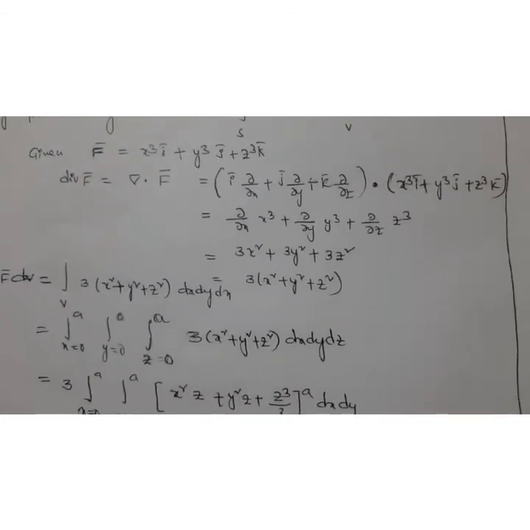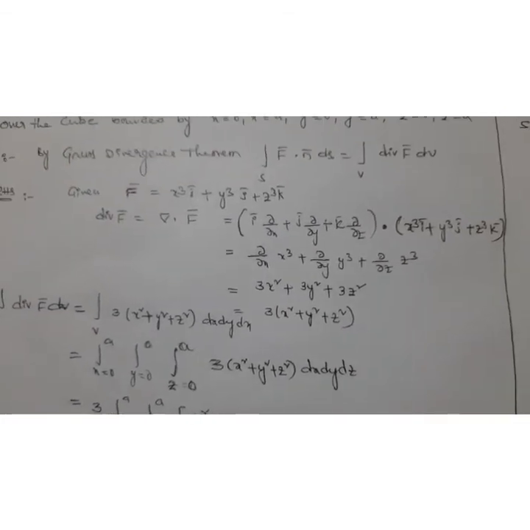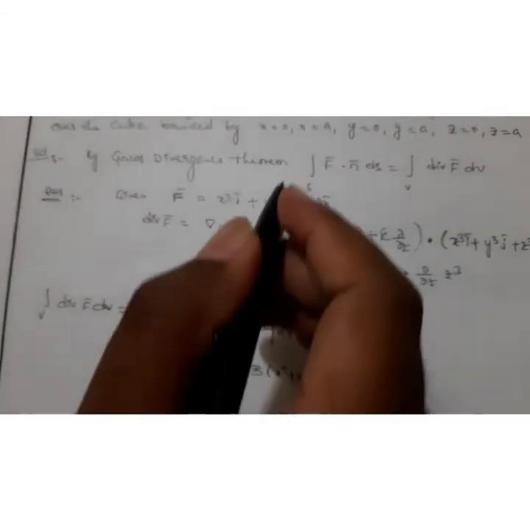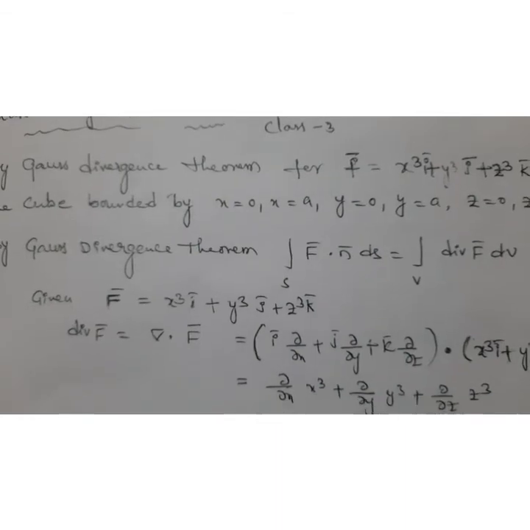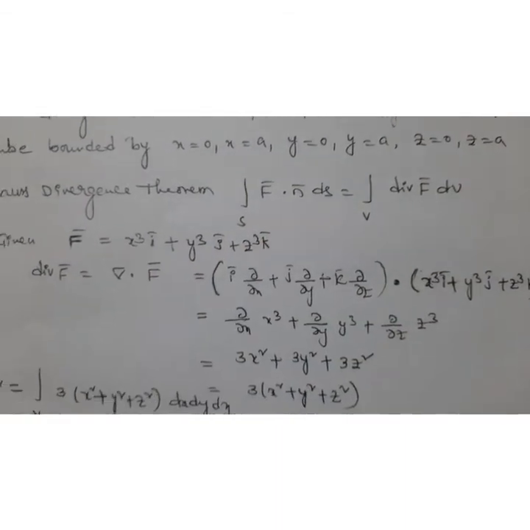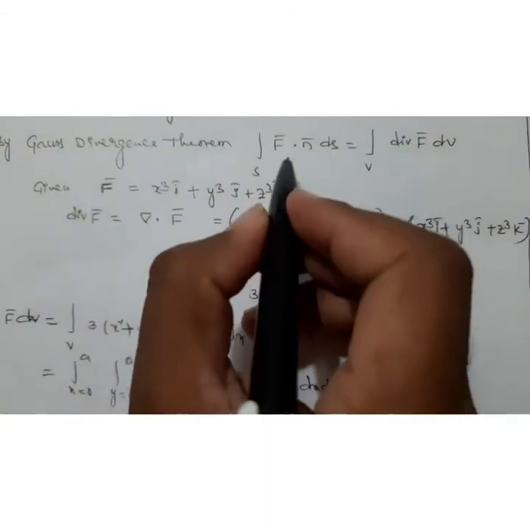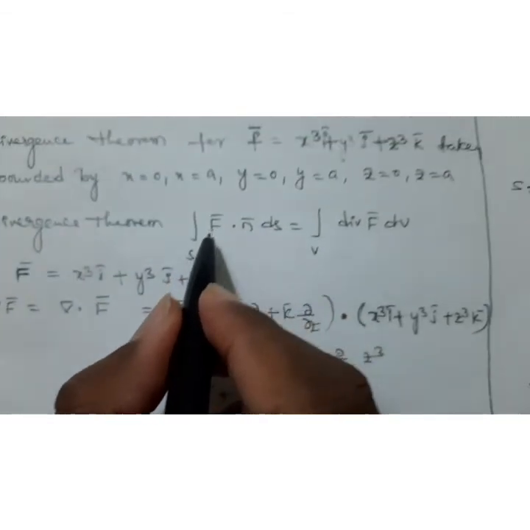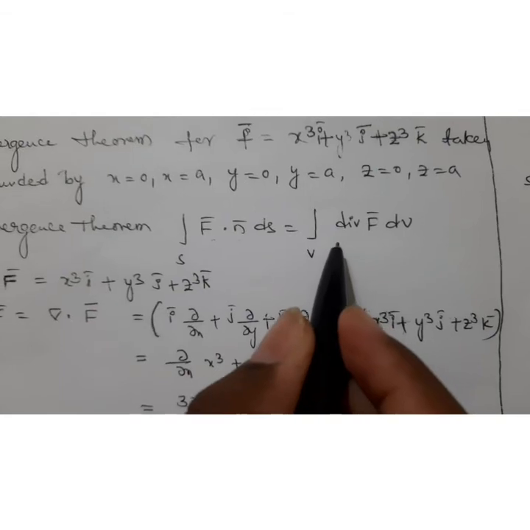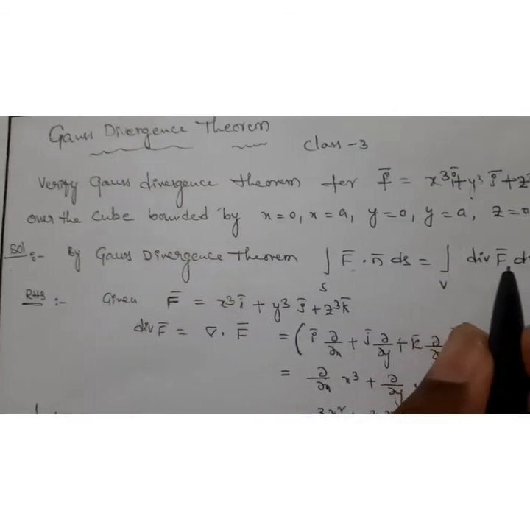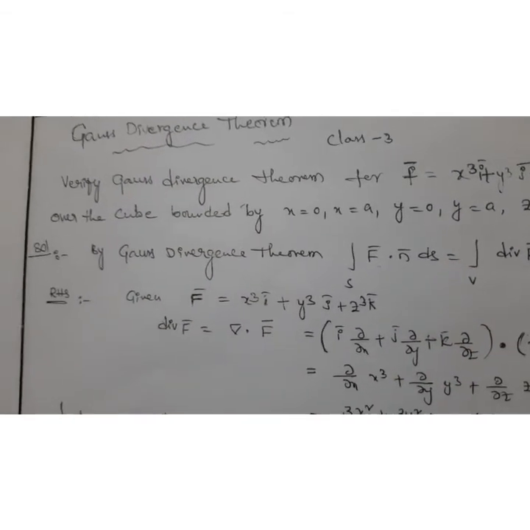By Gauss divergence theorem, if f bar is a continuously differentiable vector point function, and S is a closed surface enclosing a volume V, then the integral over S of f bar dot n bar into ds is equal to the integral over V of divergence of f bar into dV.